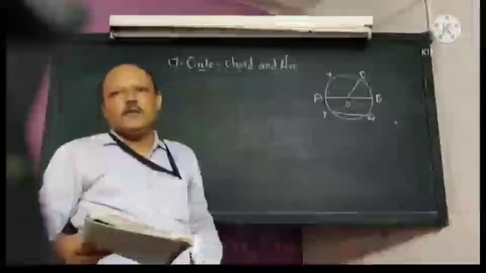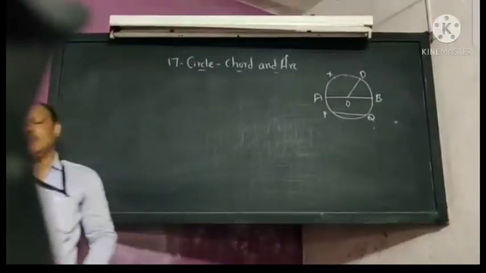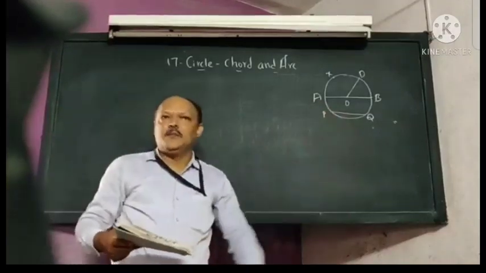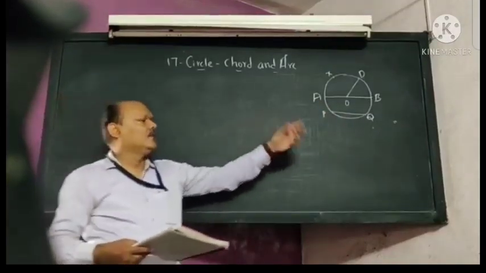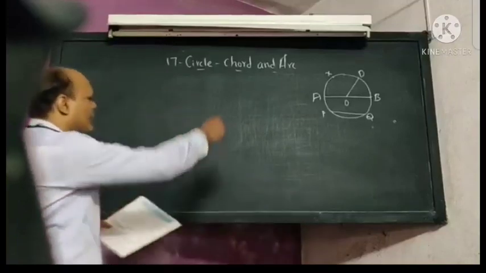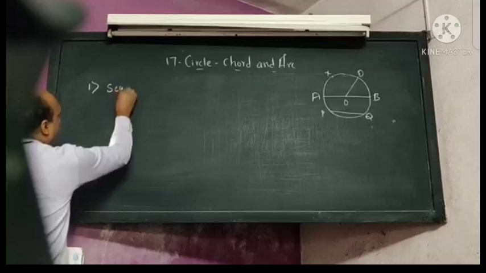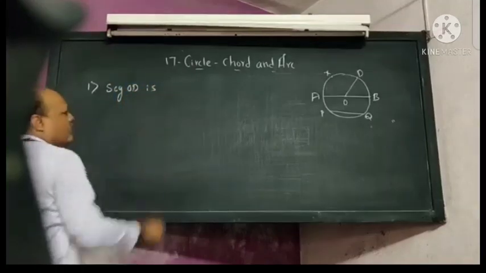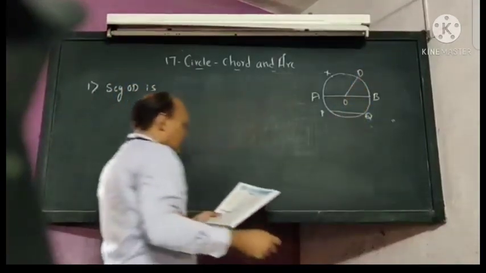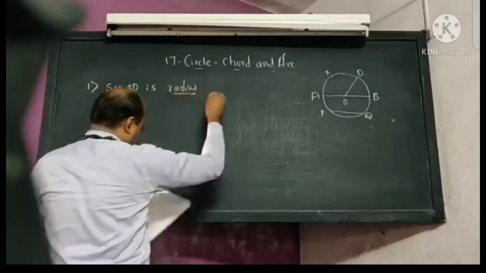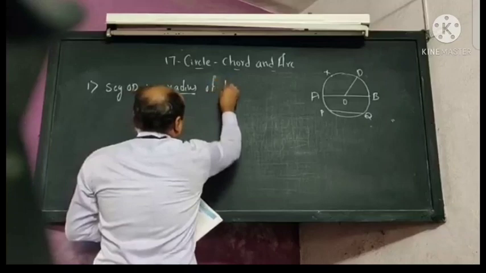We'll start with a new topic, chapter number 17, circle, chord and arc. Let's recall what we have learned in the previous class, the parts of the circle. Segment OD is called a dash of the circle. OD is the radius of the circle.